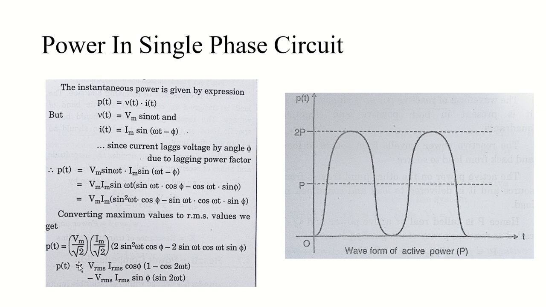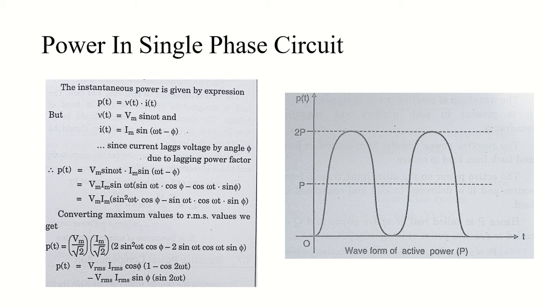Now converting it, what we will get? We will get VRMS into IRMS. VRMS into IRMS came from where? Here. Vm by root 2 is equal to VRMS, and Im by root 2 is equal to IRMS. Then what have we done? Something interesting.